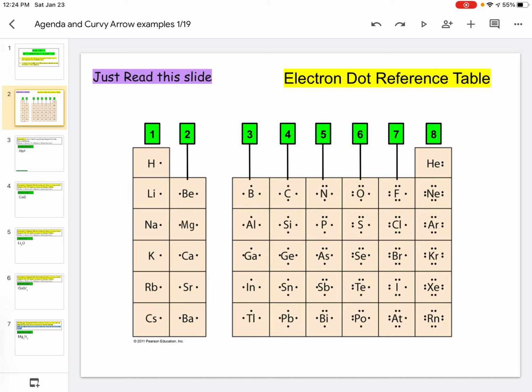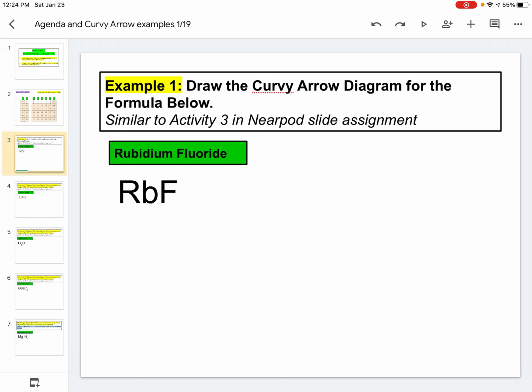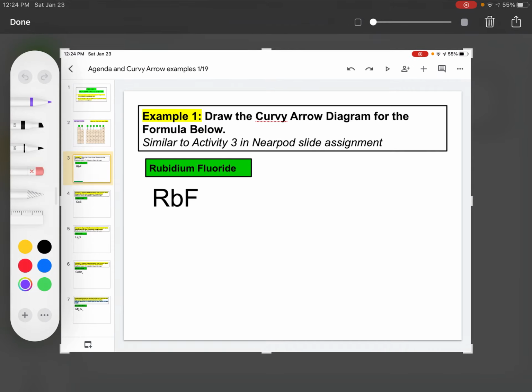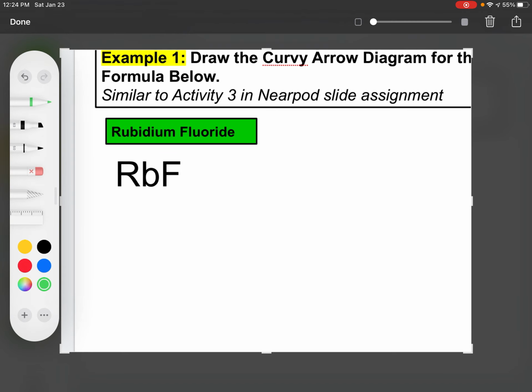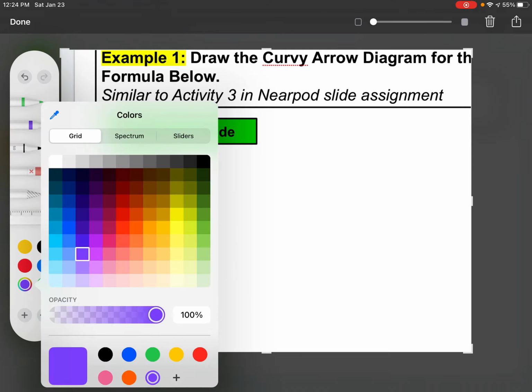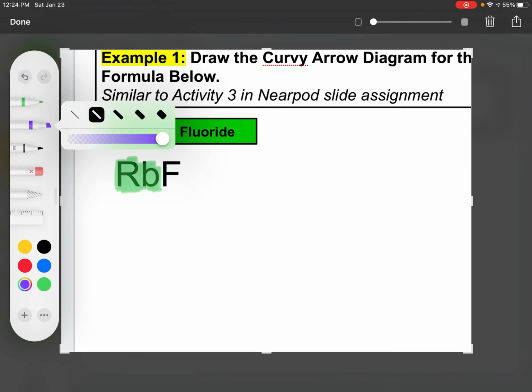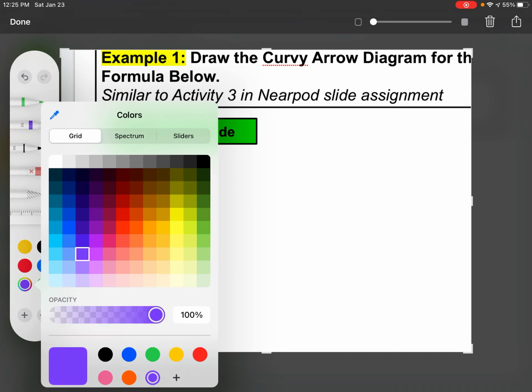Okay, so moving on to our first example. This is going to be just like activity 3 in your slide assignment, so you'll be doing it the same way. I've just got different elements here. The first thing you want to do is label your metal versus nonmetal in the compound. I do this by highlighting. So metal is in green, and my nonmetal is going to be in purple because I like purple.